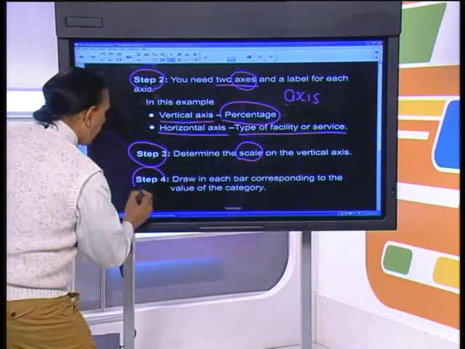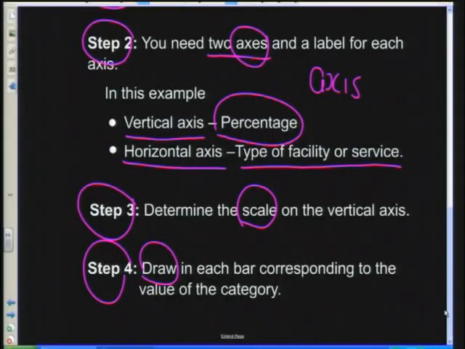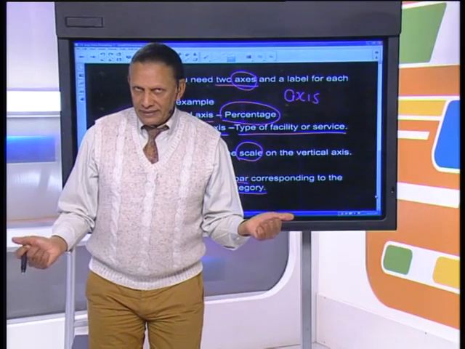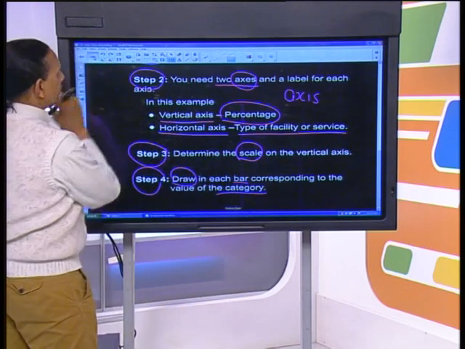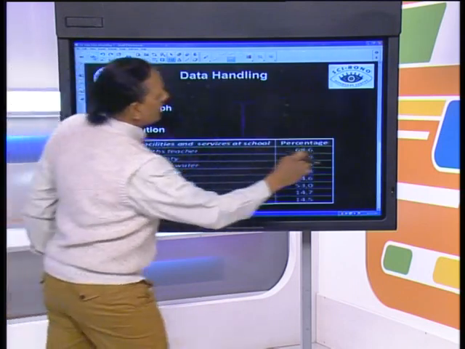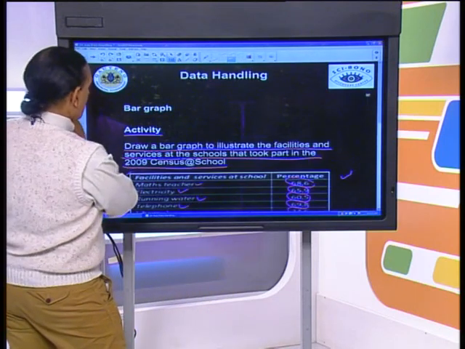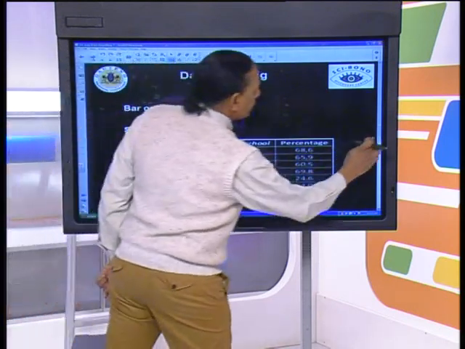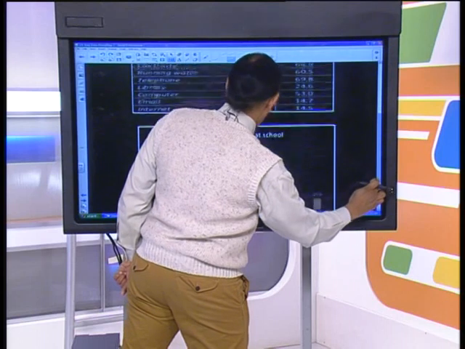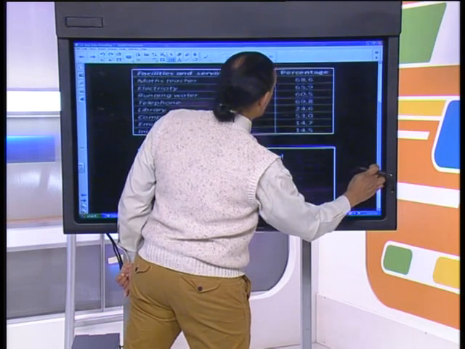Step number four: now you must draw the graph. Draw each bar corresponding to the value of the category. All right, so you get the idea. What I'm going to do is do it with you as an example. Now, have a look.